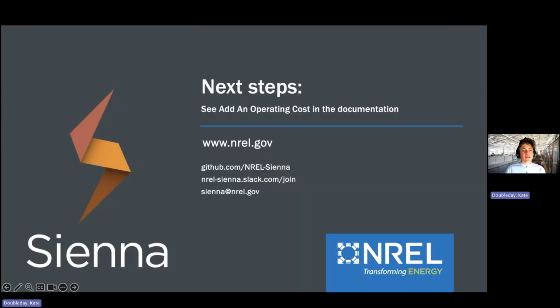So for next steps, if you're interested in walking through these steps for your own data, see Add an Operating Cost in the PowerSystems.jl documentation for a walkthrough of those steps and references to the various cost structure options.